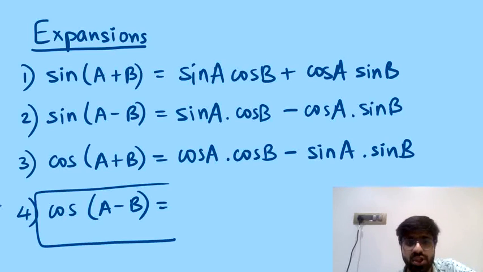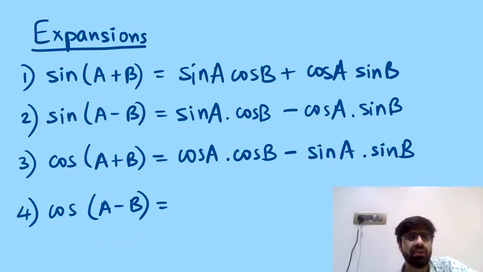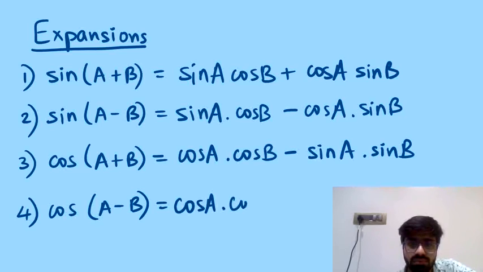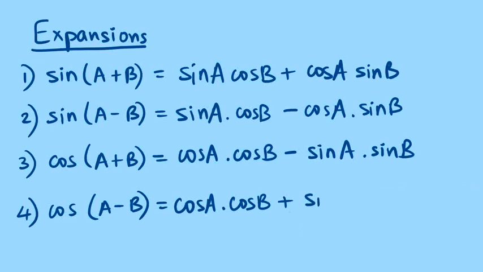Look at the fourth expression. Even this is cos, so it will behave opposite to what sin used to behave. This will be cos a cos b plus, because there's a minus here, there will be a plus here. So cos a cos b plus sin a sin b.